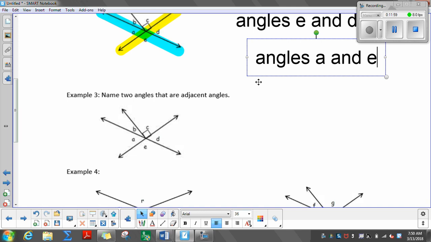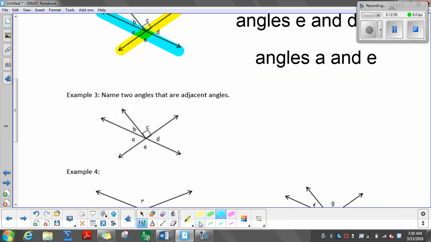Okay. Next one, name 2 angles that are adjacent. So there's lots of different angles that you can name here. Let's do this. So adjacent just means next to each other. Well, A and E are next to each other, so that would work. A and B are next to each other, so that would work.